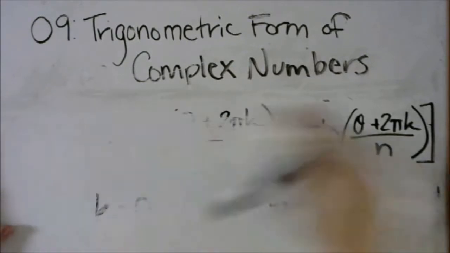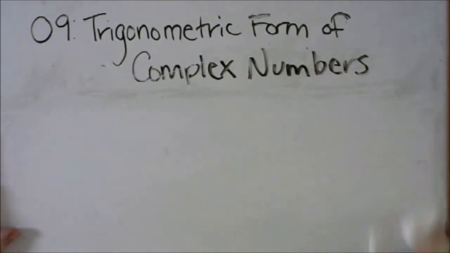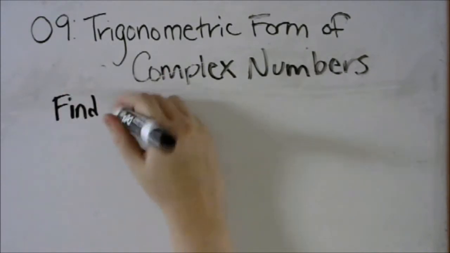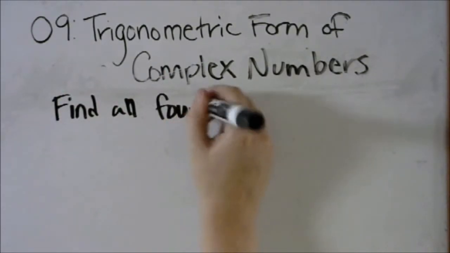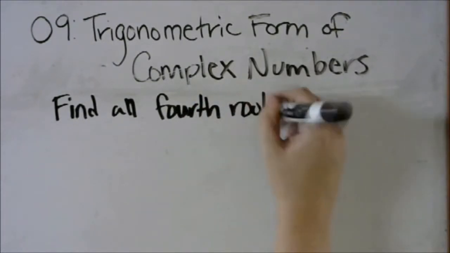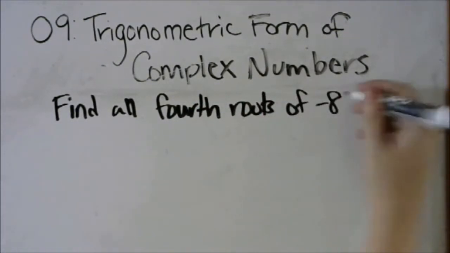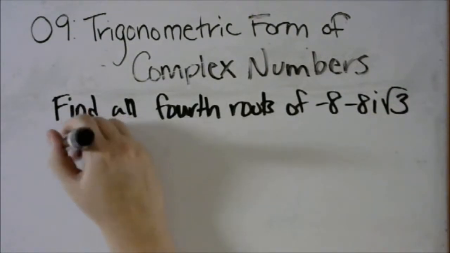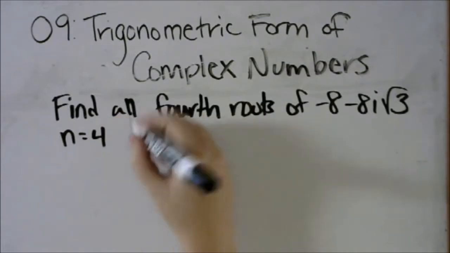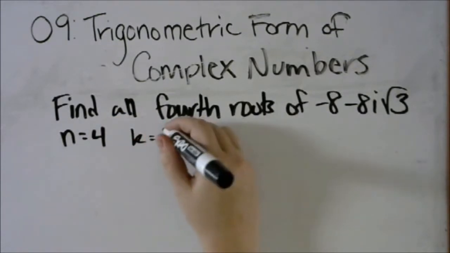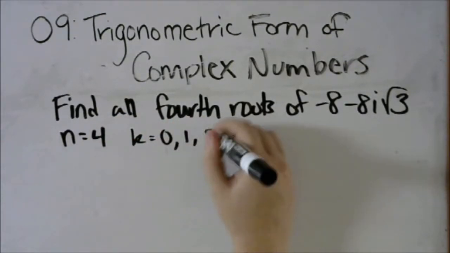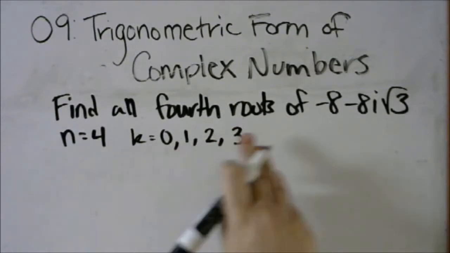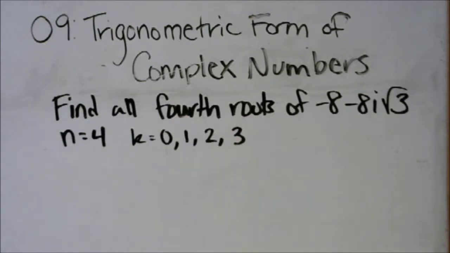So for example, when I said that you have to know the number of roots that you're looking for, I mean for a problem like this. Find all 4th roots of negative 8 minus 8i rad 3. So from this setup, I know that n is going to be equal to 4, and that k is going to take on the values of 0, 1, 2, and 3. And this will give me 1, 2, 3, 4 solutions for my 4th roots.